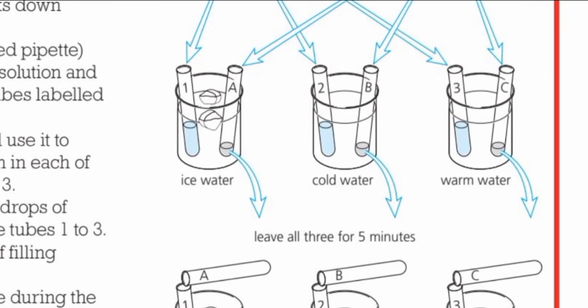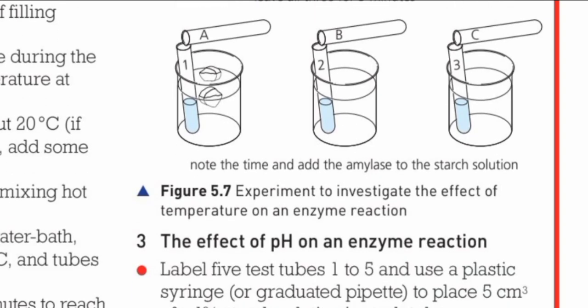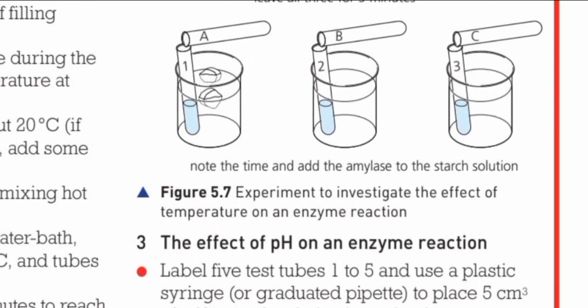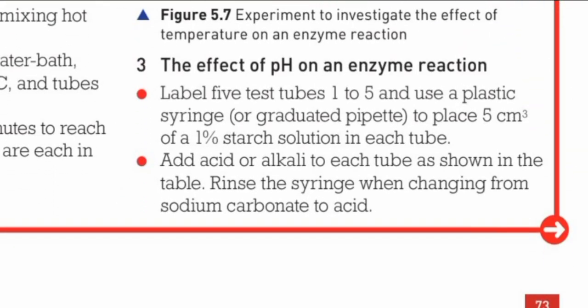So these are the observations: after mixing we have to find the colors. If it is blue-black, this means the starch is present, and if the test tube's color turns brown, it means that the starch is broken down. The faster the blue color disappears, the faster the enzyme activity. Warm temperature is the fastest, cold temperature is very slow, and very hot temperature may stop the reaction, as the enzyme will be denatured. So this is our second experiment, in which we discussed amylase activity and the effect of temperature.